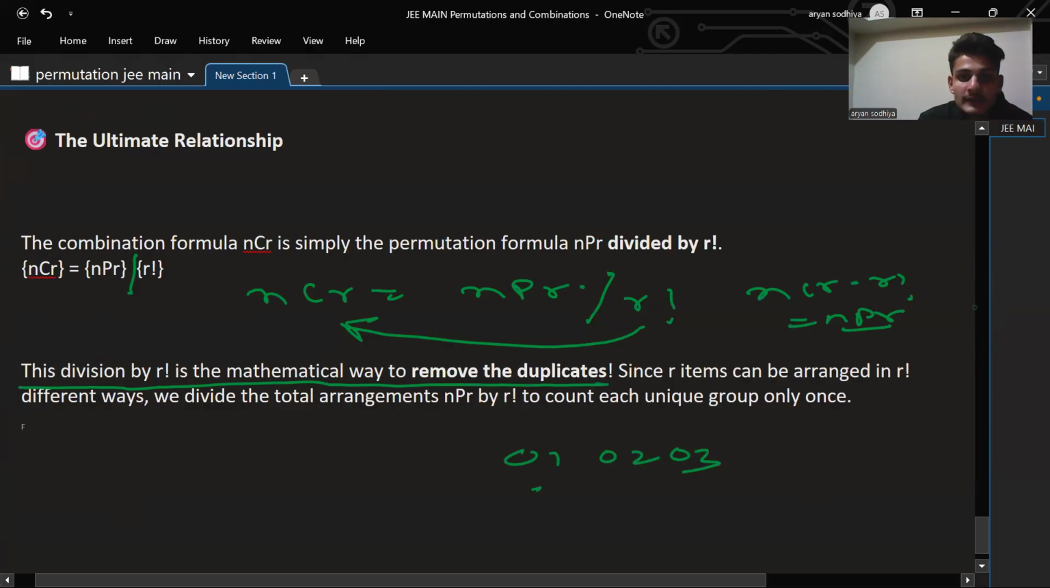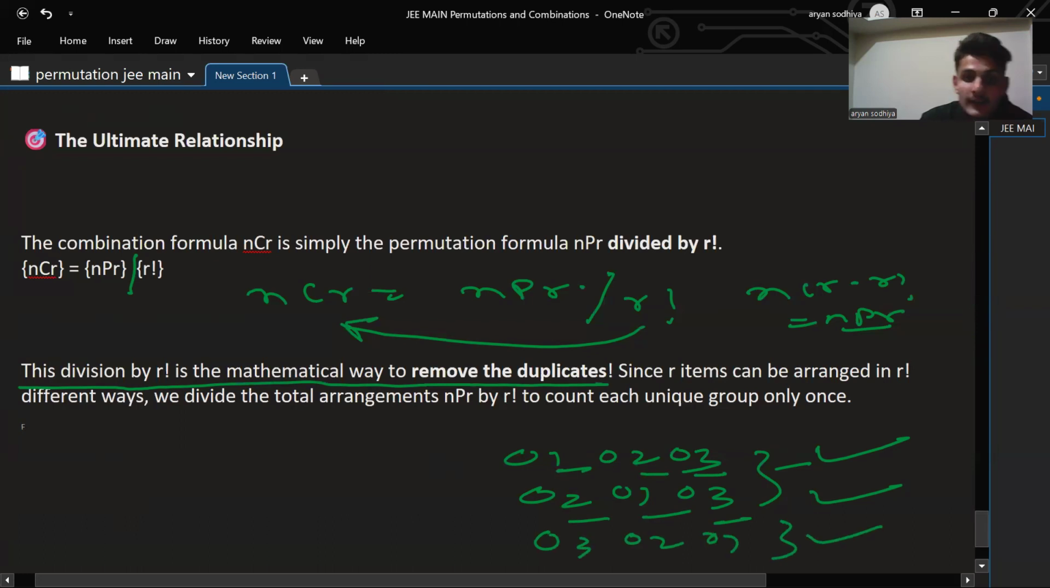nPr has treated them as different. These are counted, and this is also counted. Like 1, 2, 3 here, and also 3, 2, 1. 1, 2, 3 is here also, and the third case is here too. So these duplicates are removed, because nCr treats them as one only. Okay, so divided by r factorial.